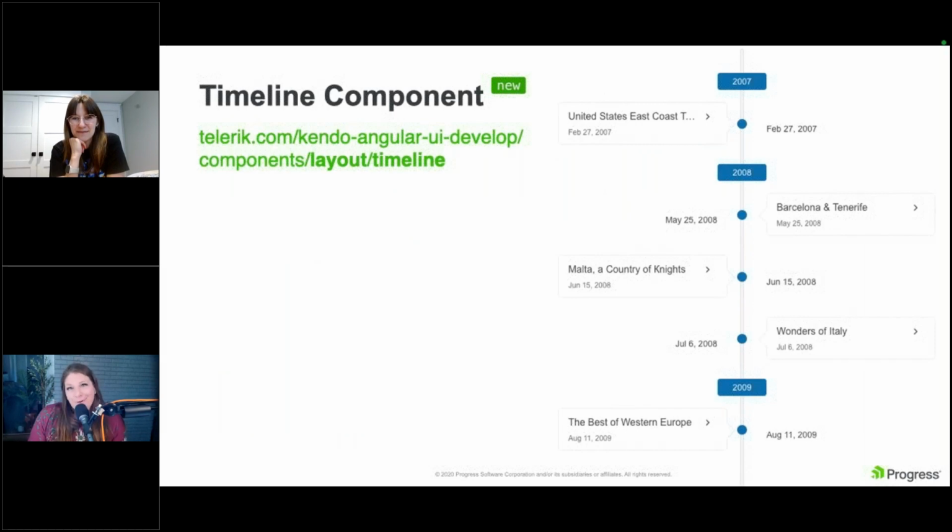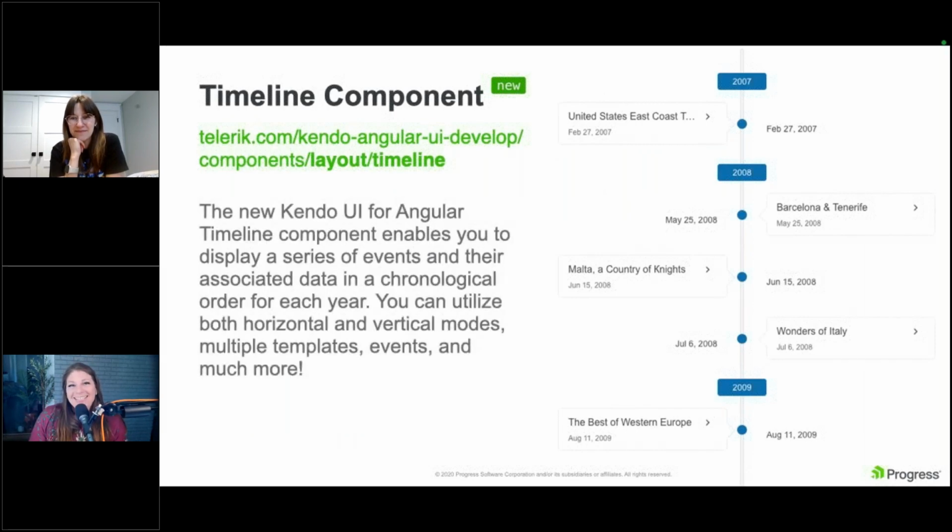The next component we're going to be talking about is the timeline component. This component enables you to display a series of events, and you can either do it vertically or horizontally. There's multiple templates and customizing of the events and styles.